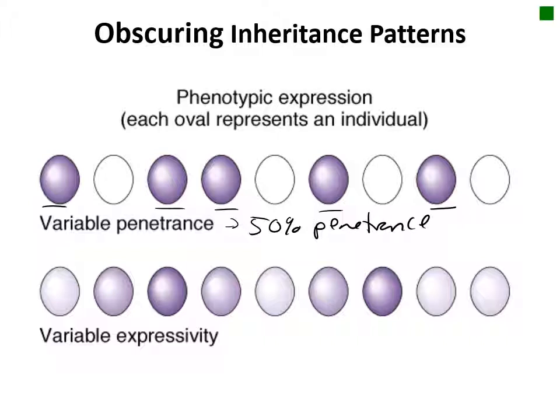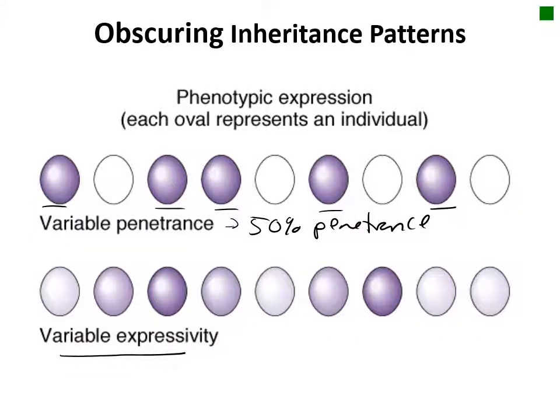Another complication is when traits show variable expressivity. This is when a phenotype is expressed with different degrees of severity in different individuals. The trait is always expressed, but it is seen as different levels. We can see that here, where all 10 individuals are showing purple color, but the darkness of the purple is variable.